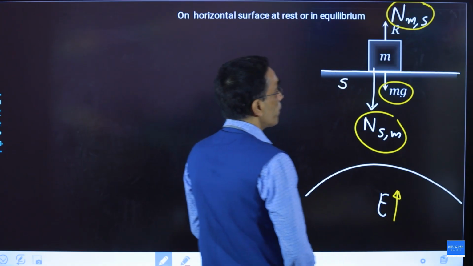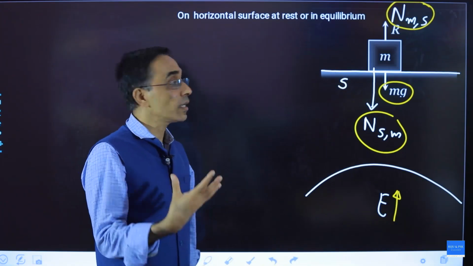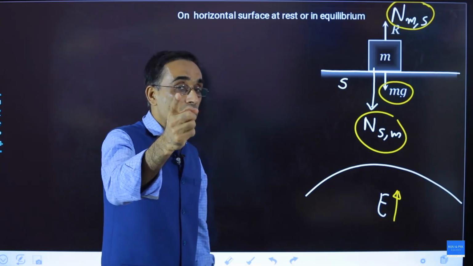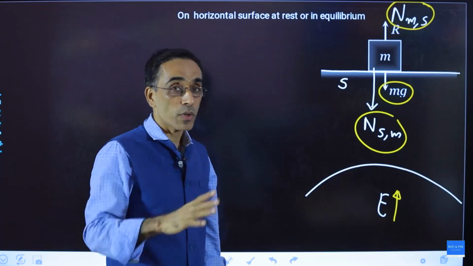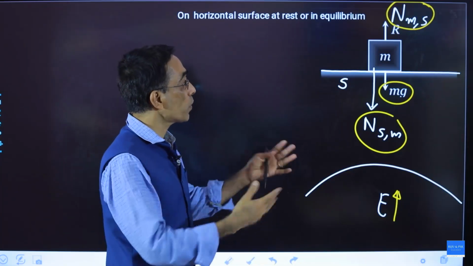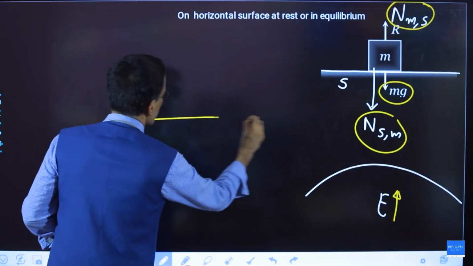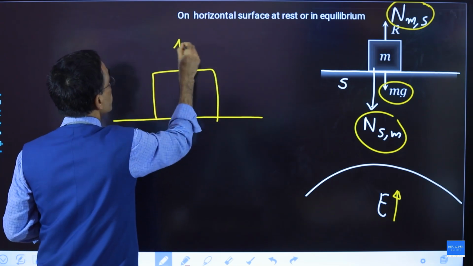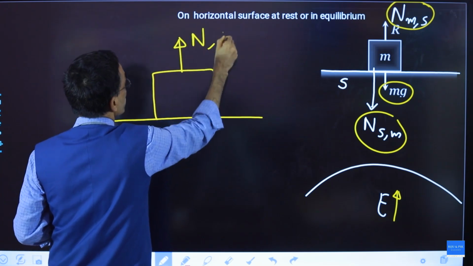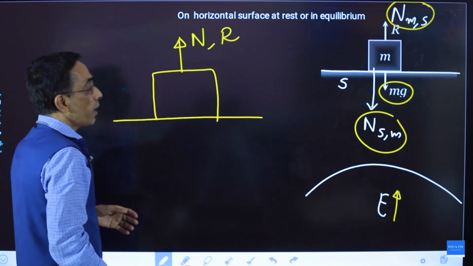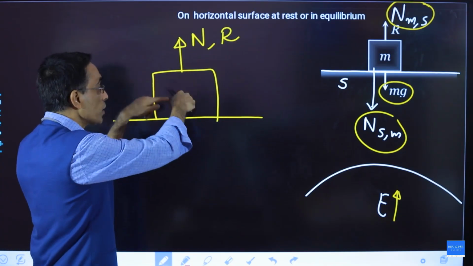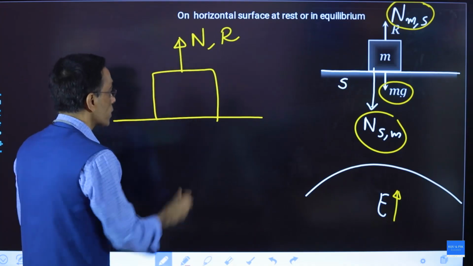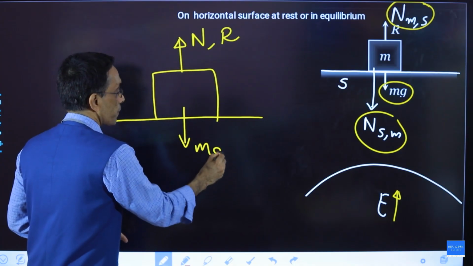But what we want is the forces acting on the body, not the forces applied by the body. There is a big difference in that one. We want forces acting on the body. So which are the forces acting on the body? I'll tell you. This is a surface. The surface will push the body upward. We call it the normal reaction N or R. That is a force acting on the body due to the surface. The force acting on the body due to earth is marked as mg.